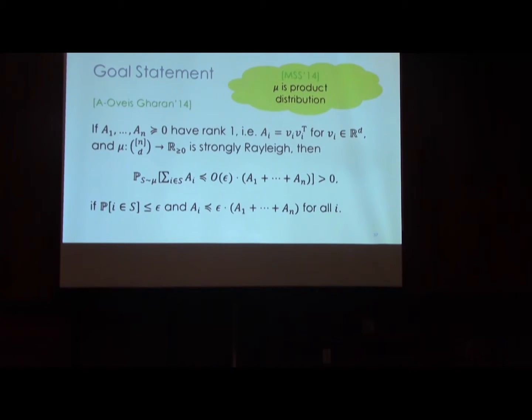Alright, so this is how our result compares to what MSS did. MSS proves a much more general theorem, but their consequence, which is comparable to our result, is for when mu is a product distribution. What do I mean by that? You have partitioned the set N into d subsets, and from each subset you're just selecting one element. That's what I call the product distribution. So MSS's result basically proves this statement for mu being the product distribution, and we basically extended this to all structured vectors.